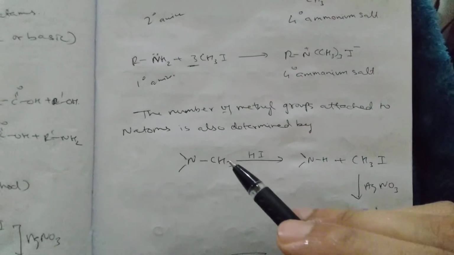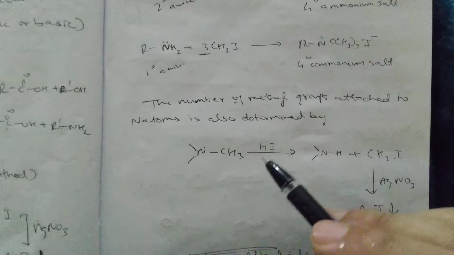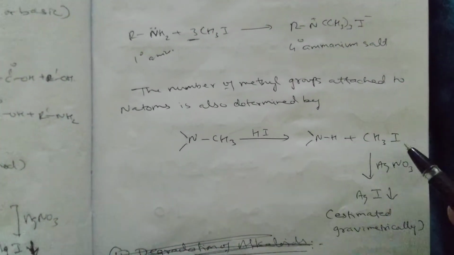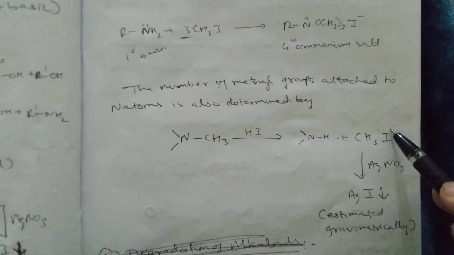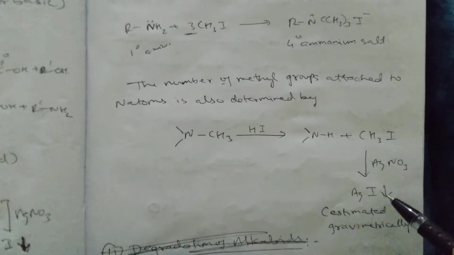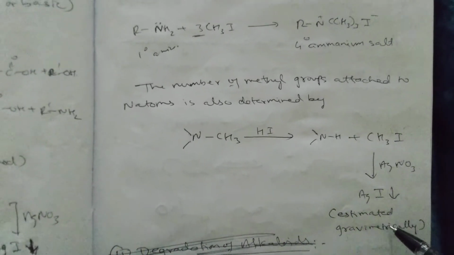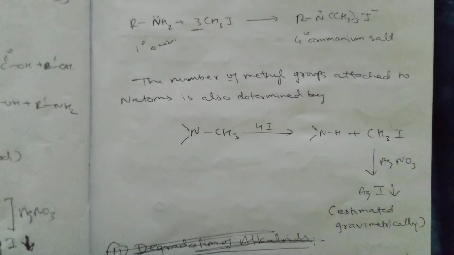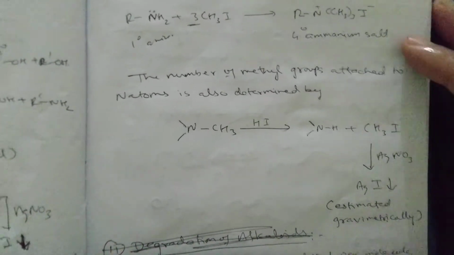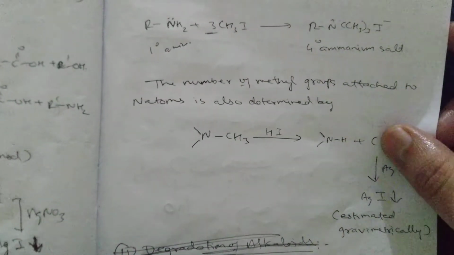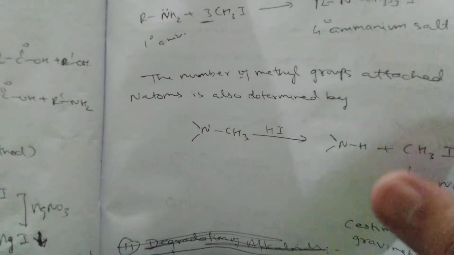And how do you know? Once you form this quaternary ammonium salt, you react it again with HI, and this CH3I will come out. Again, like Zeisel's method, you react with AgNO3, and AgI will come out. You estimate how much AgI is formed gravimetrically. Once you know how much AgI there is, you know how much CH3I has come out. So you know exactly how many OCH3s there were. Sorry, what the primary, secondary or tertiary amine was.